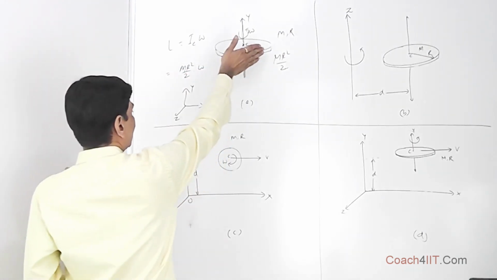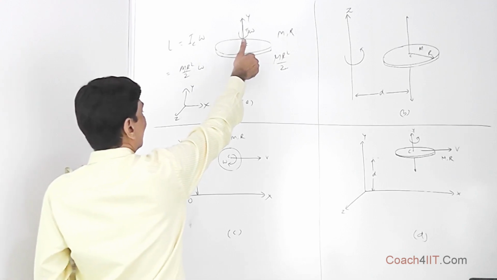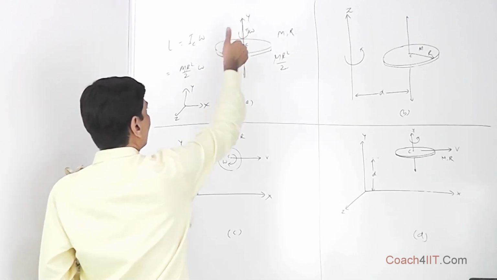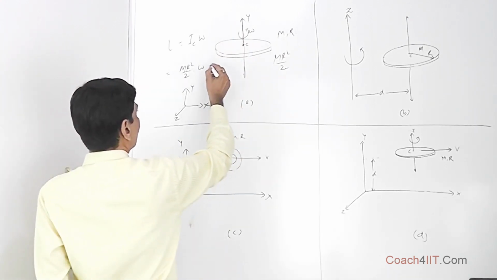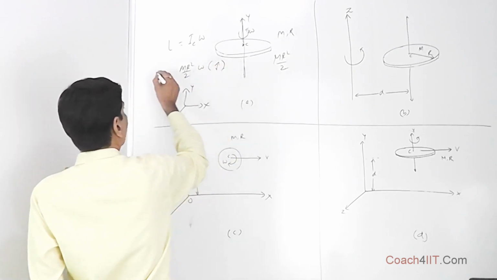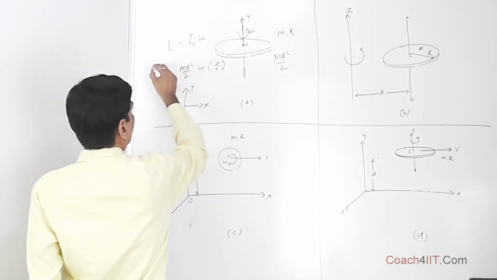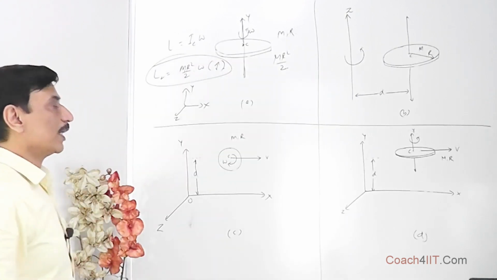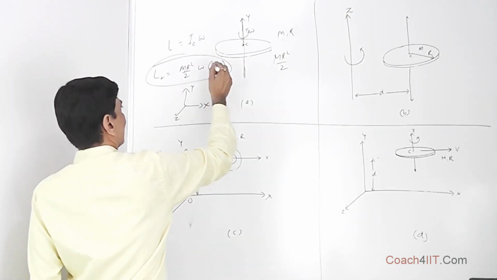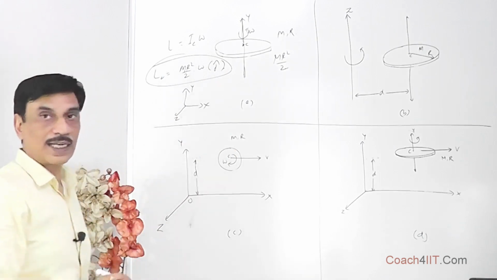When it is moving in this direction, by the right hand thumb rule, the angular momentum direction vector is in the upward direction, and the upward direction vector is j cap. So L is I omega j cap. So L is mr square by 2 omega j cap.